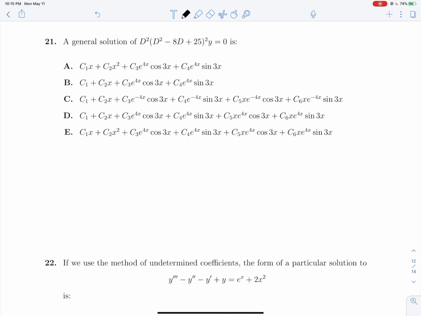Okay, this looks a little scary. General solution to this equation right here is what? Let's hope the answer is A or B. It is not. Okay, general solution. So let's figure out, if we pull this guy out as our characteristic equation, r squared times r squared minus 8r plus 25 squared is equal to 0. Let's try to figure out what all of our roots are here.